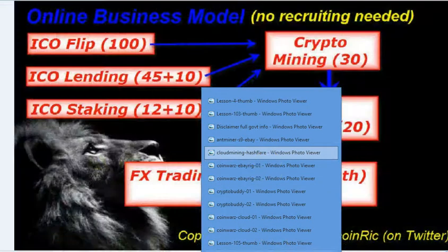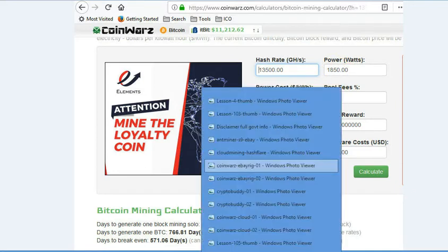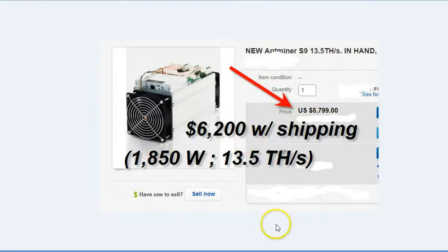So let's go ahead, if you have your own mining rig with the 13.5 terahash or 13,500 gigahash, this is how you calculate. Okay, you go to coinwars.com, you enter the gigahash per second, in this case 13,500. 13.5 terahash is equivalent to 13,500 gigahash per second. Okay, and then the wattage or the power is 1850. That is shown in the specs right here.